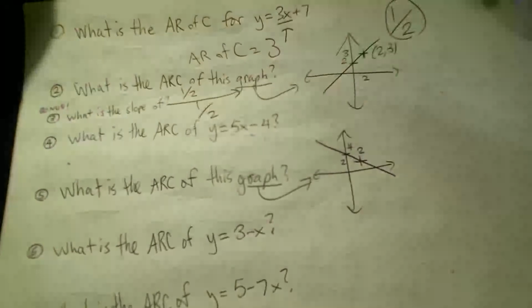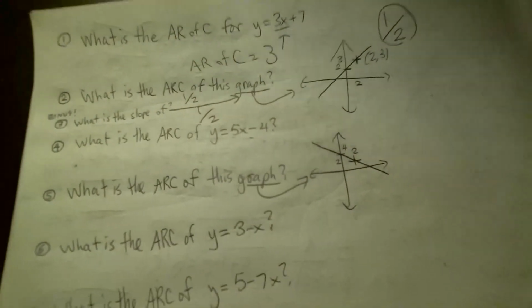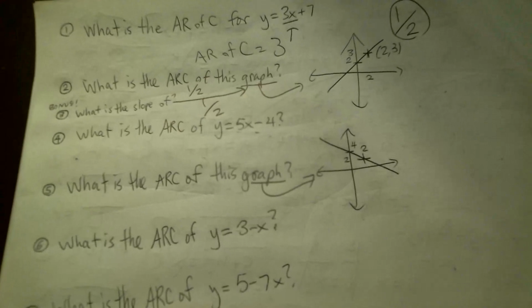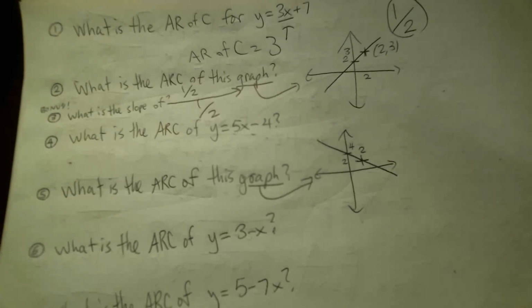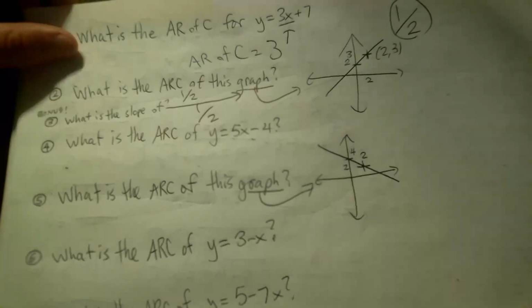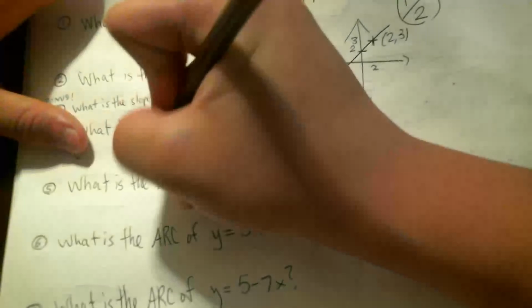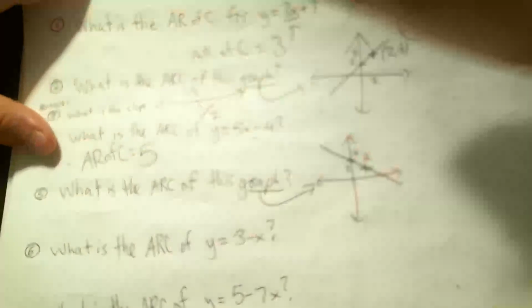Alright, let's do the fourth one, which asks what is the arc, or the average rate of change, of y equals 5x minus 4. Same for this one, you would have to find the slope, which is 5, and that would just be your rate of change. So the average rate of change equals 5.